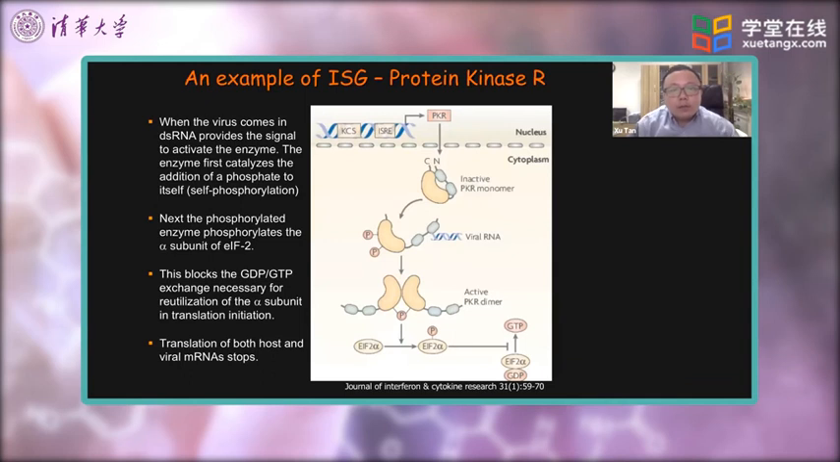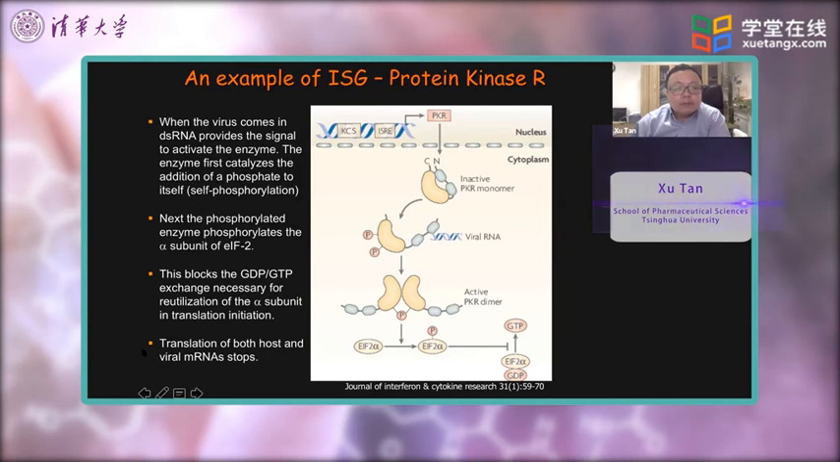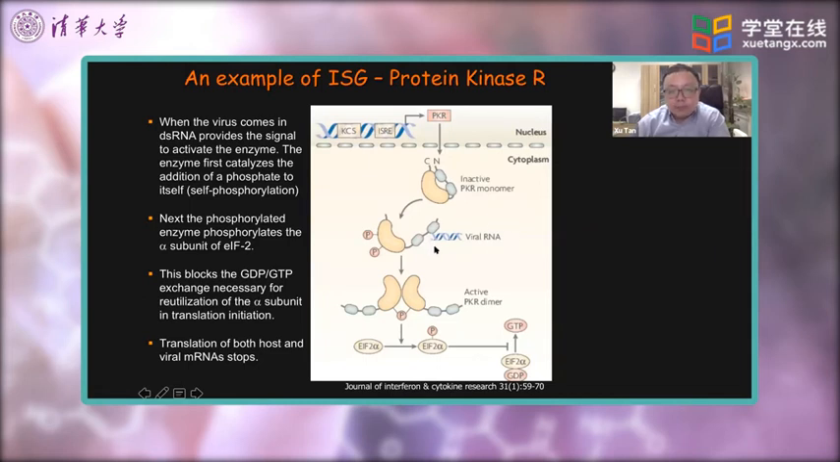I'll give you one example of the interferon-stimulated genes. This ISG is called protein kinase R, because it's dependent on RNA. So basically, it's an RNA-dependent protein kinase. This ISG is expressed when the cell senses interferons. And when it is expressed, it first exists in an inactive monomer state. Basically, it is self-inactivated.